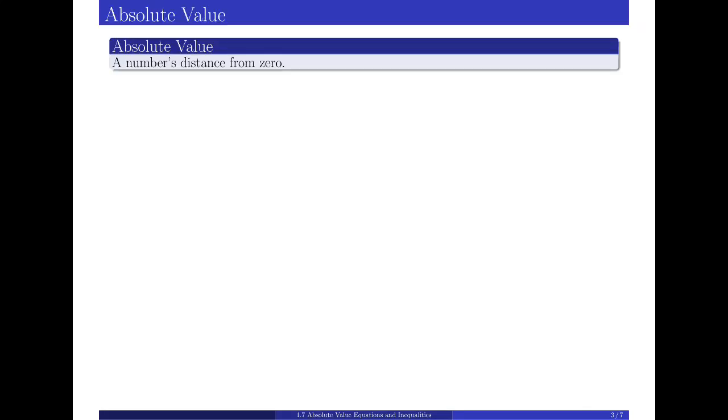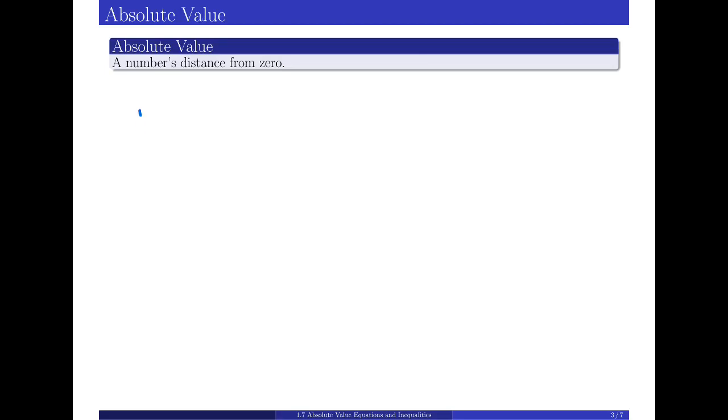So first, just a quick reminder of what absolute value is. Absolute value, you might think as the function that makes a number positive, but absolute value is just describing a number's distance from zero. Now, distance is a positive value. You can't have a negative mile. You can have a negative displacement or a negative direction, but a distance is always going to be a positive real value.